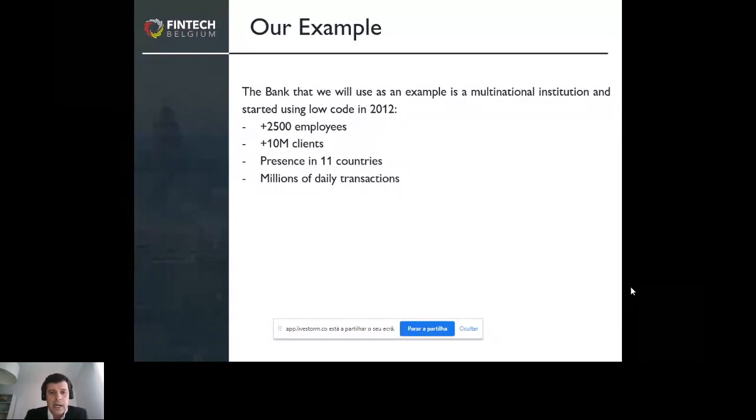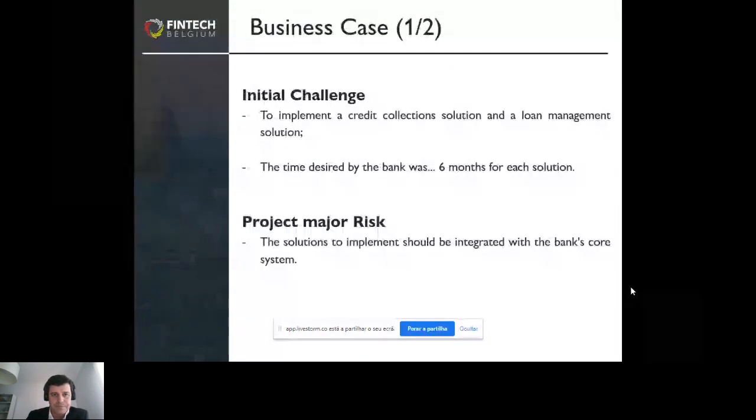So the bank I will use as an example is an institution that has more than 2,500 employees, more than 10 million customers, and they have physical presence in 11 countries. They have millions of daily transactions, and most of those millions of daily transactions are supported by some products built with low code solutions.